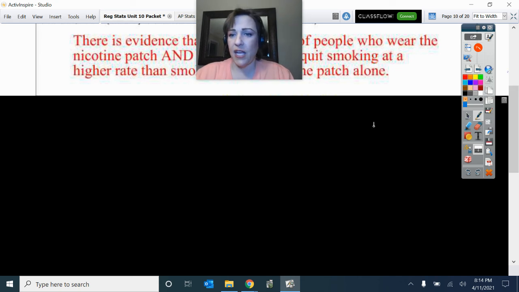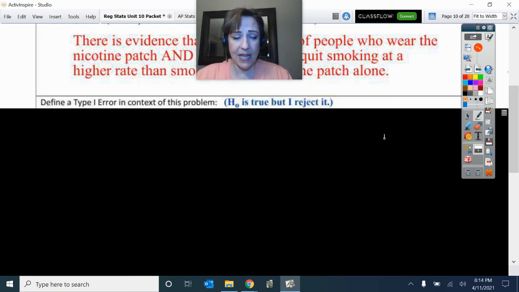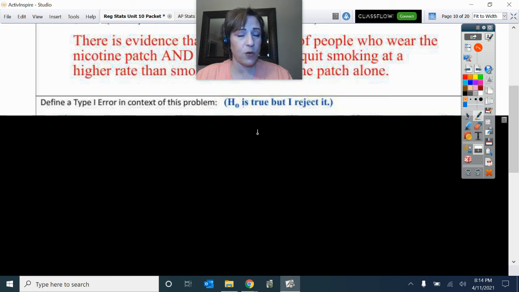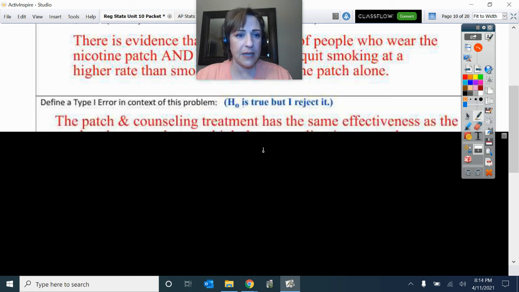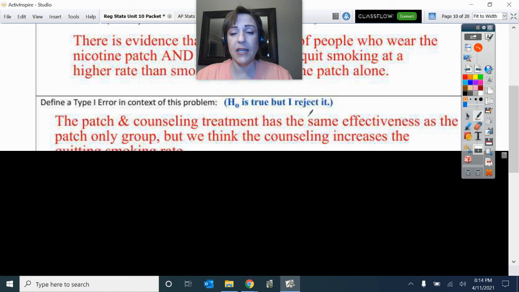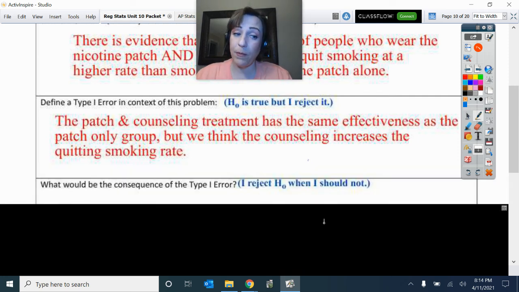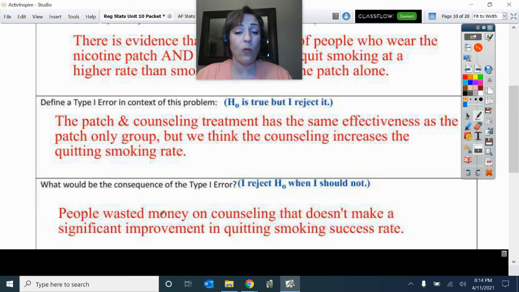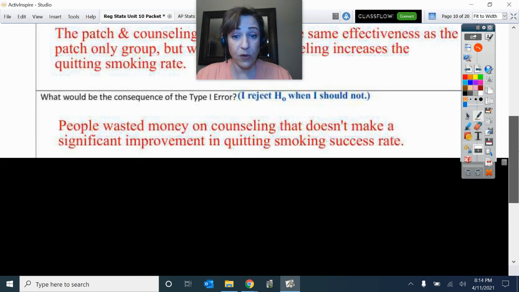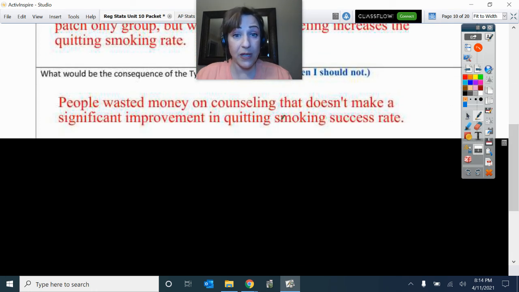All right. So here we have Type 1 error. The null is true, but we rejected it. We made an error. So let's see. The null is true. That would mean the patch and counseling treatment is the same effectiveness, but we rejected it and we think counseling works. So what could happen? Consequence, we might waste money on counseling that isn't a significant improvement to helping people quit smoking.